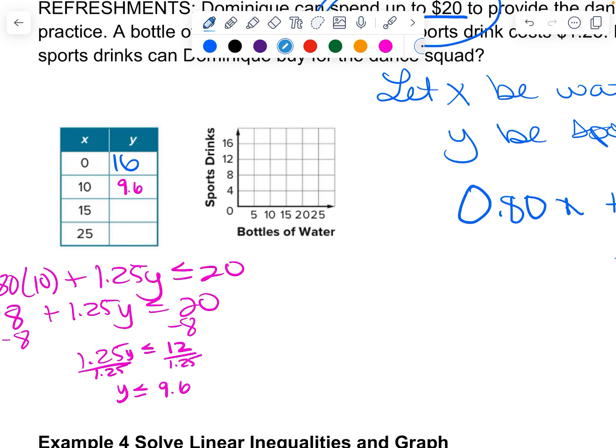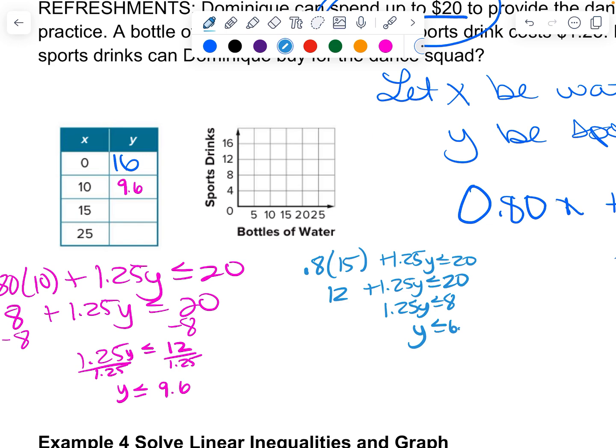And we have 0.8 and multiply that by 15 plus 1.25y. So 0.8 times 15 gets me 12. I know I should have this already done. Subtract 12 from 20, that's 8. 8 divided by 1.25 will get me 6.4.